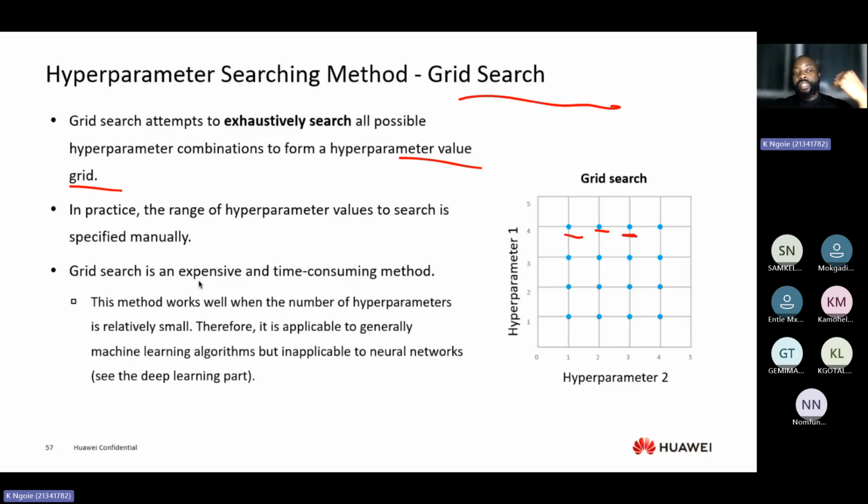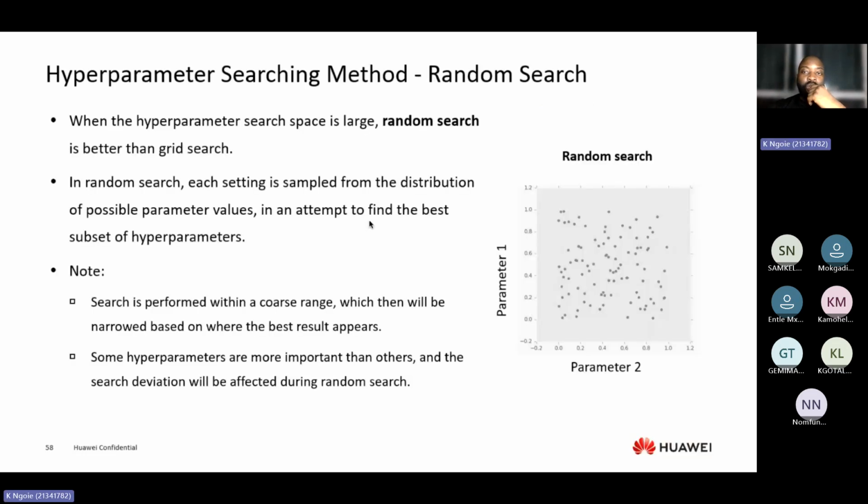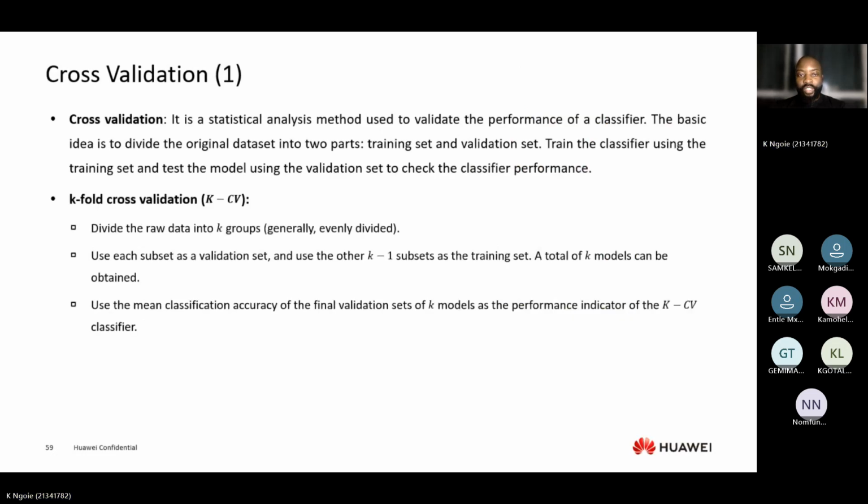So the grids, one thing you need to know, the grid search is expensive and time consuming. And then the second method will be the random search. The random search is used especially when we have such a large number of hyperparameters that we're looking for. So we can use the random search, and then the other method will be the cross validation.